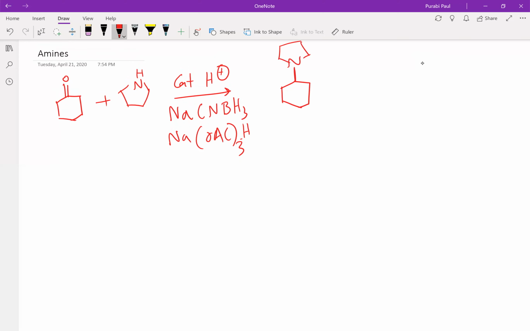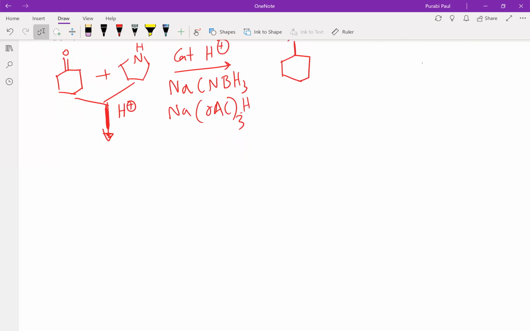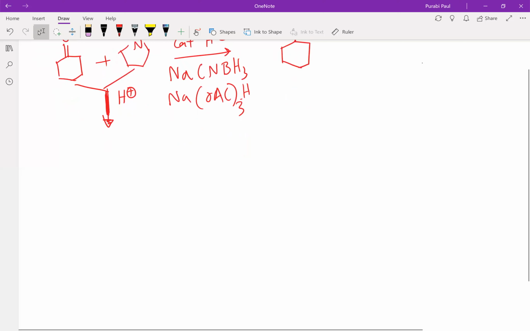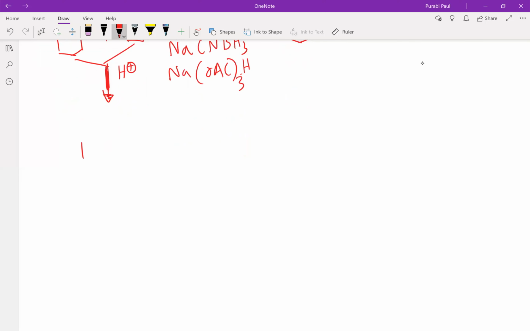Half of this reaction is something that you are very familiar with. That is, if you take an aldehyde or ketone and a secondary amine, with the catalytic amount of acid, you already know what happens. All you do is replace the C double bond O with a C double bond N. So how does that look? That looks like this. You form an iminium.